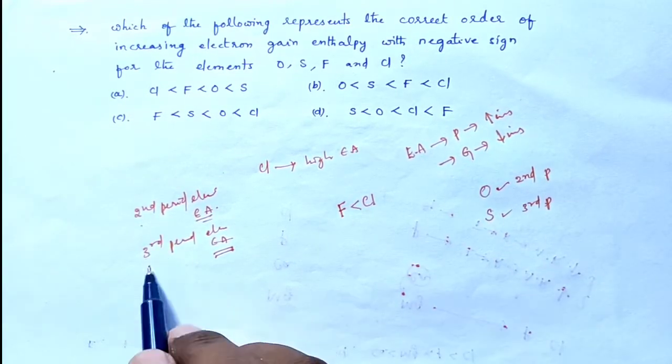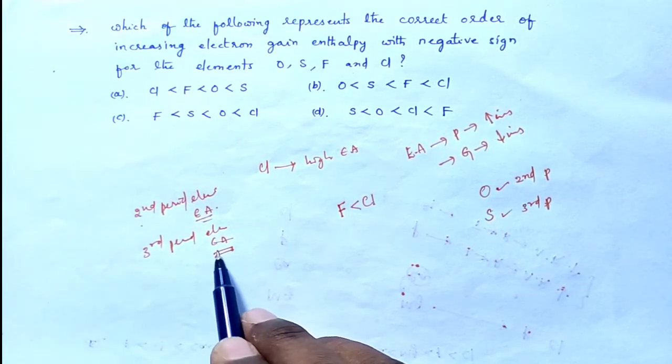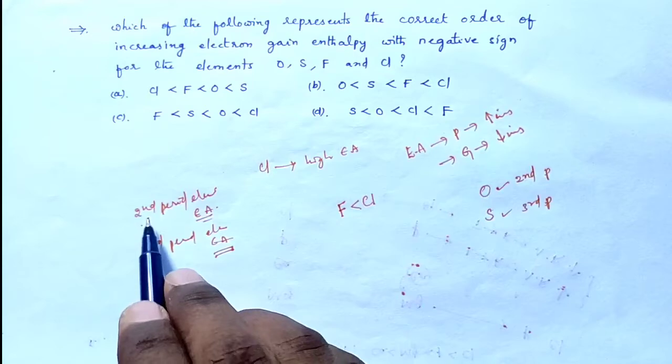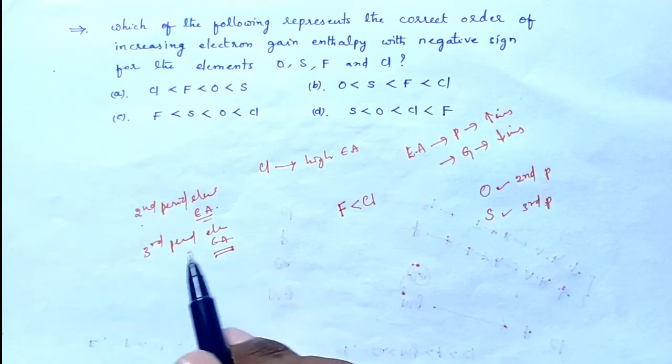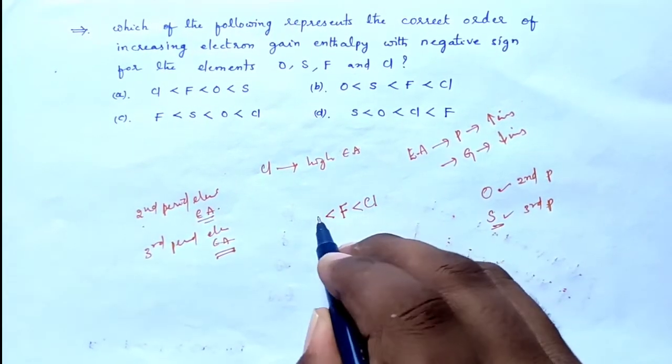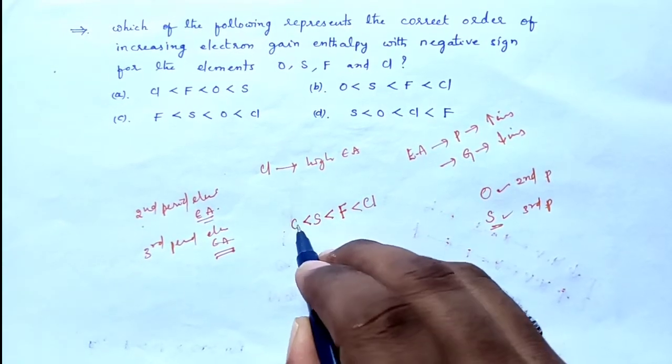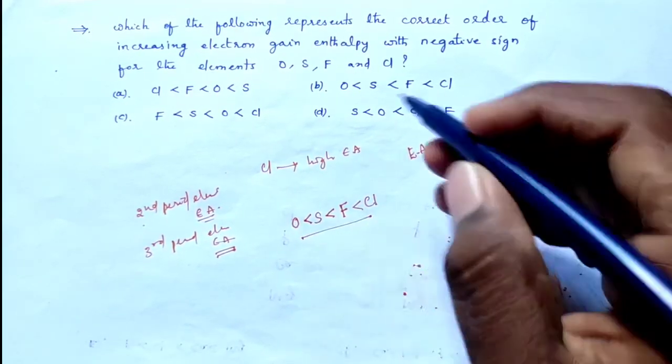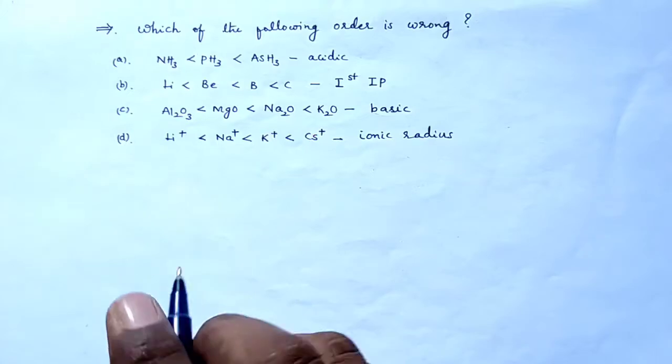So just now I told that third period elements have slightly high electron affinity values when compared with second period elements. Because of this fact, sulfur will come before oxygen. This is the order. Option B is correct.